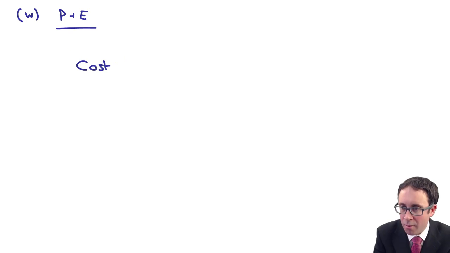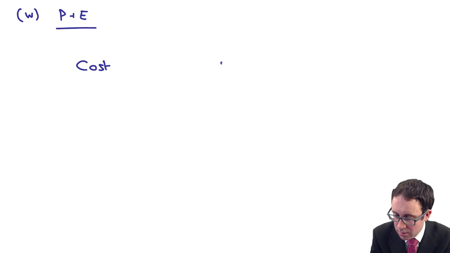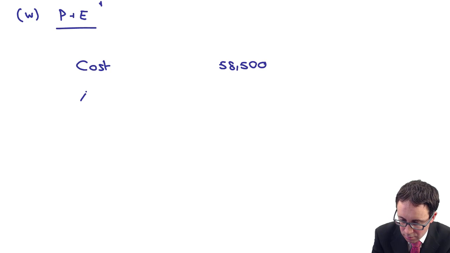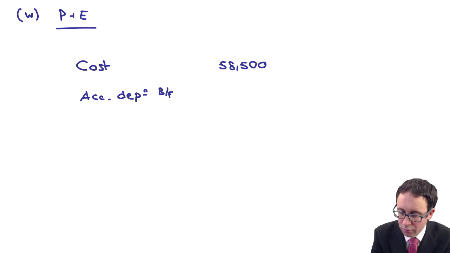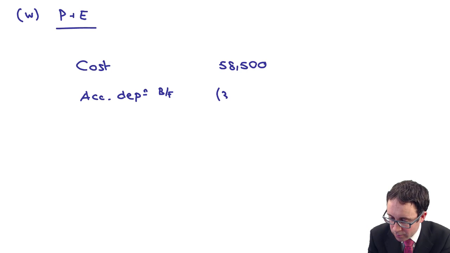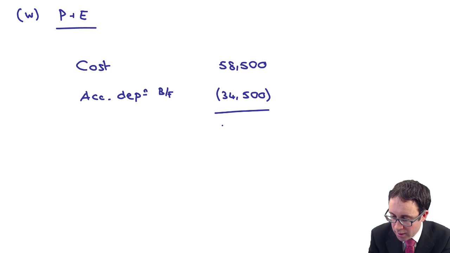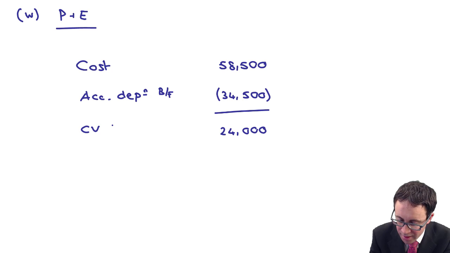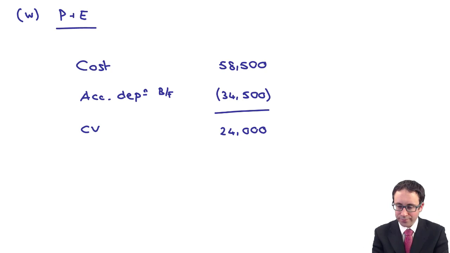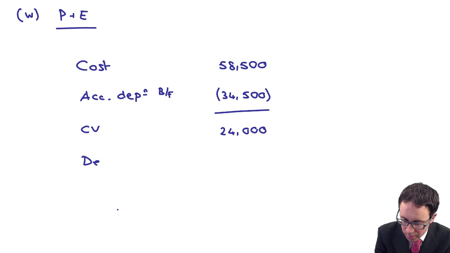So I've got my cost of 58,500. I have my accumulated depreciation brought forward, which was 34,500, which gives me 24,000 as my carrying value at the start of the year. I then go through and apply the depreciation.